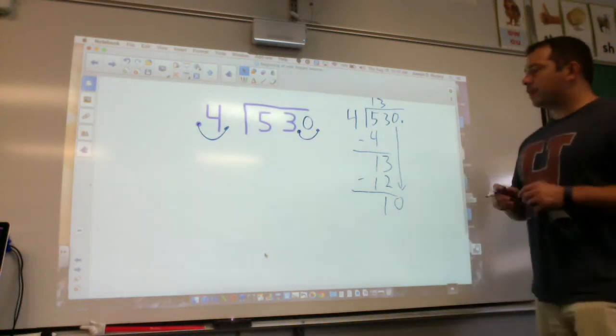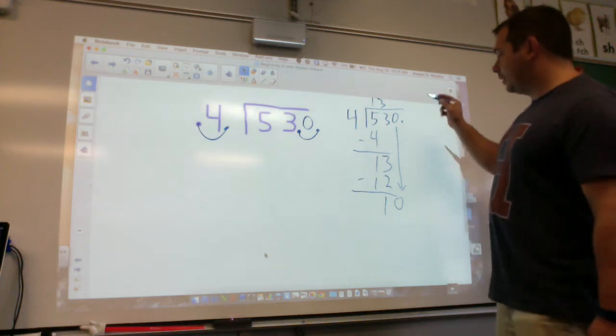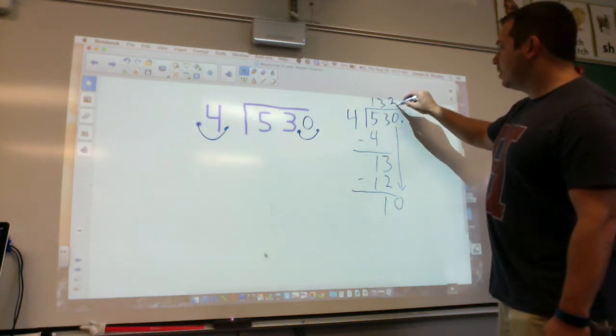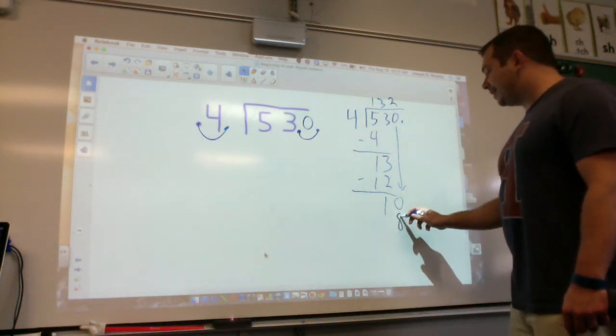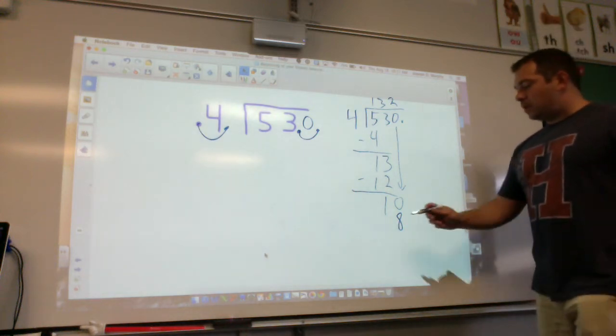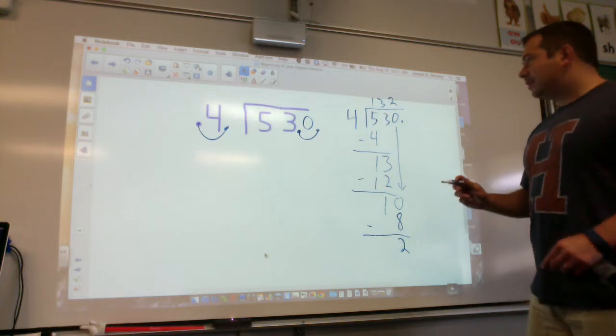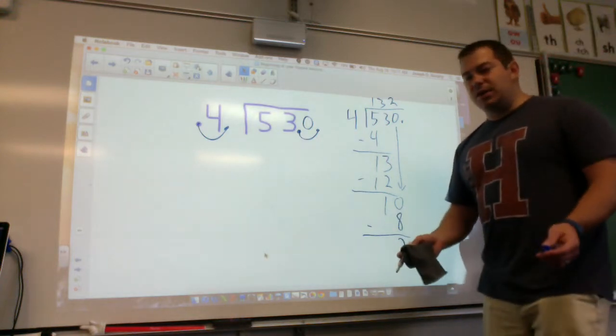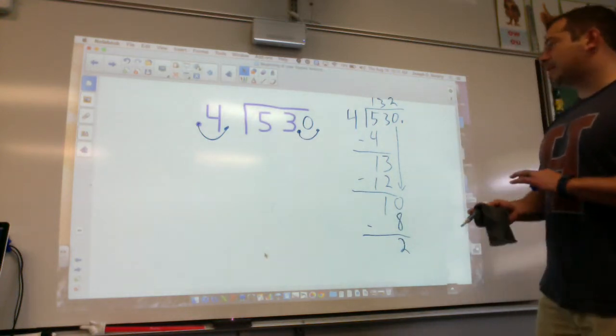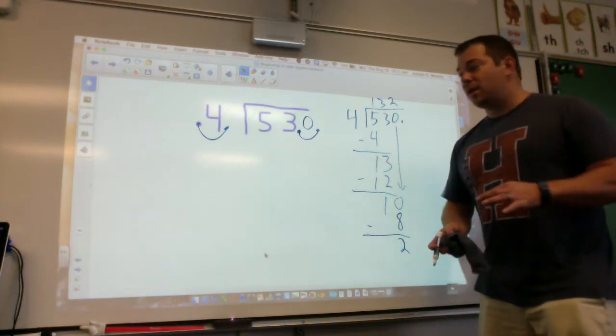How many times can 4 go into 10? Just twice. Alright? And 4 times 2 equals 8. Now I'm left with 10 minus 8 equals 2. Now sometimes we might just say remainder 2. Alright, 132 remainder 2, but we're going to move past that right now.